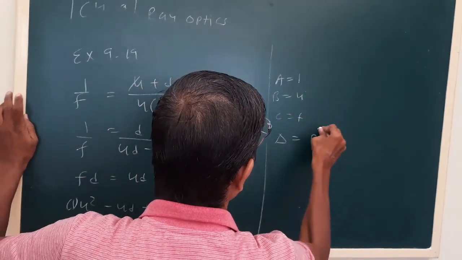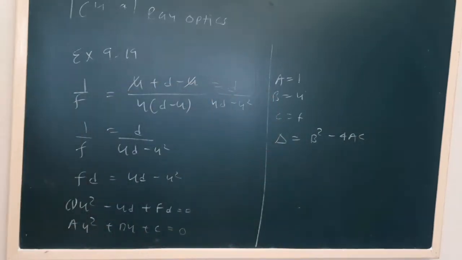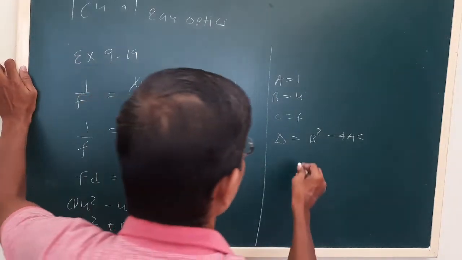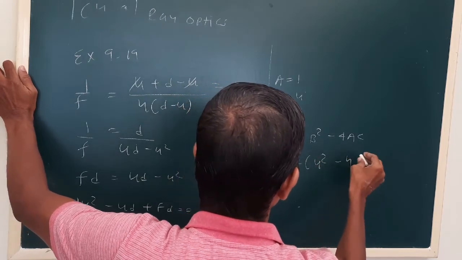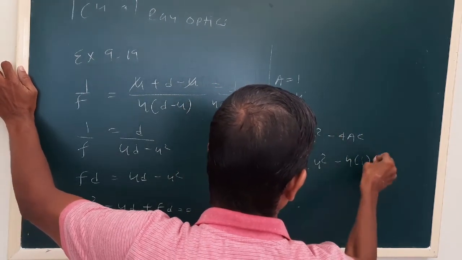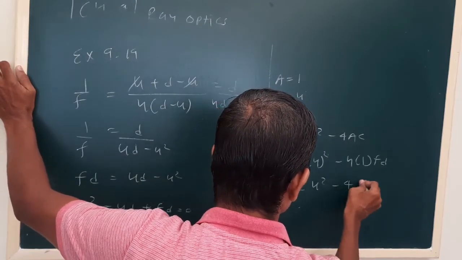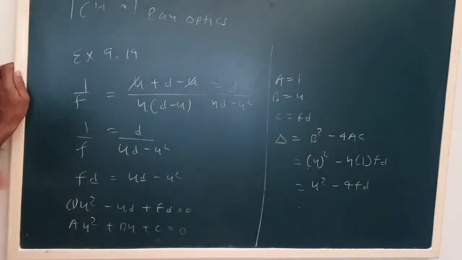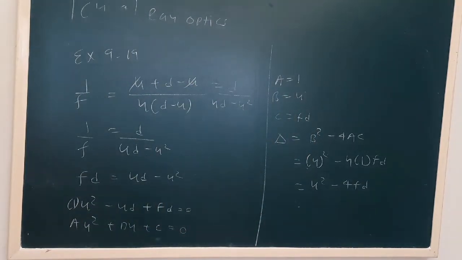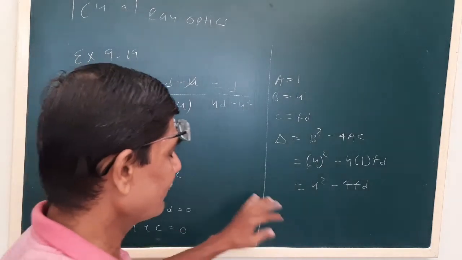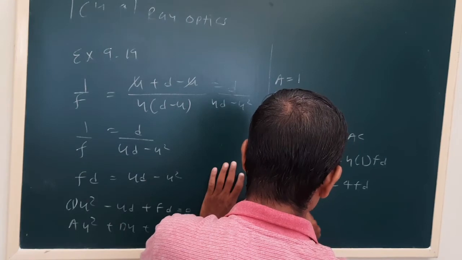Now see, we use the formula method to obtain the solution of a quadratic equation. Okay, b square, a is 1, c is fd. Now this is d square minus 4fd, which is delta. Now for a real image, delta should be positive. Now this is a quadratic equation. What will the root delta be?